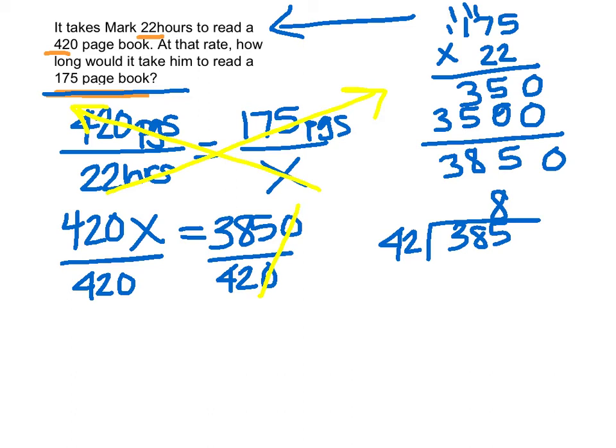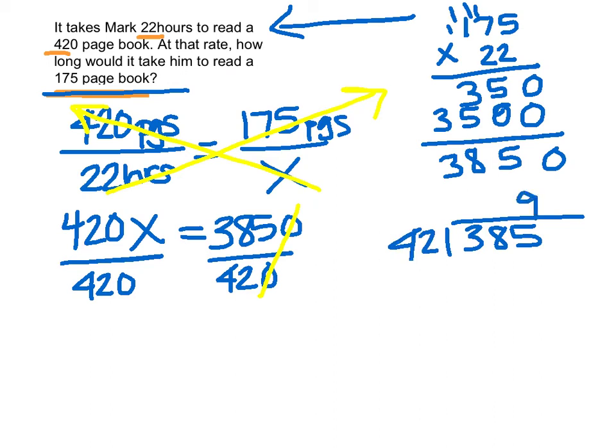8 times 2 is 16. Carry my 1. 8 times 4 is 32, plus 1 is 33. Let's see if it works out. I have to borrow. 15 minus 6 is 9. Oh, look, it could have gone in one more time. So I'm going to erase this, and I'm going to do it so that it goes in 9 times. I'm going to say 385 divided by 42 goes in 9 times.